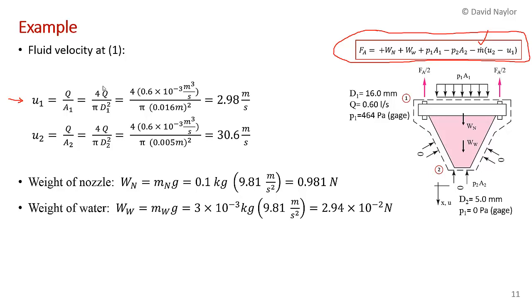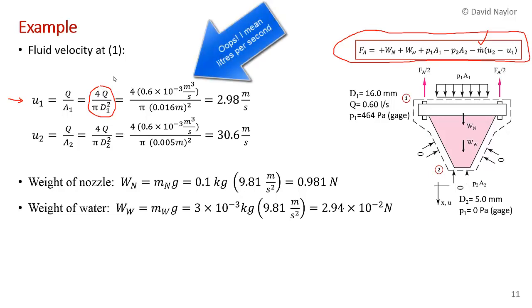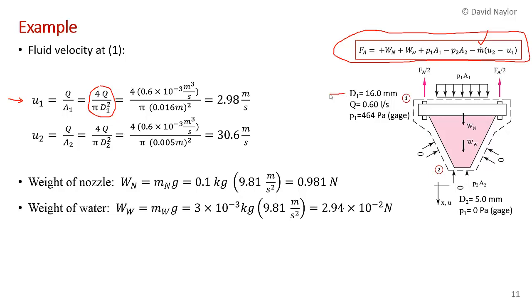And so this is the volume flow rate, which is 0.6 liters per minute. Don't forget to convert that to cubic meters, so times 10 to the minus 3, and then pi d1 squared upon 4. And we're told that the inlet diameter in the problem statement is 16 millimeters. And that gives the velocity at 1 is 2.98 meters per second.